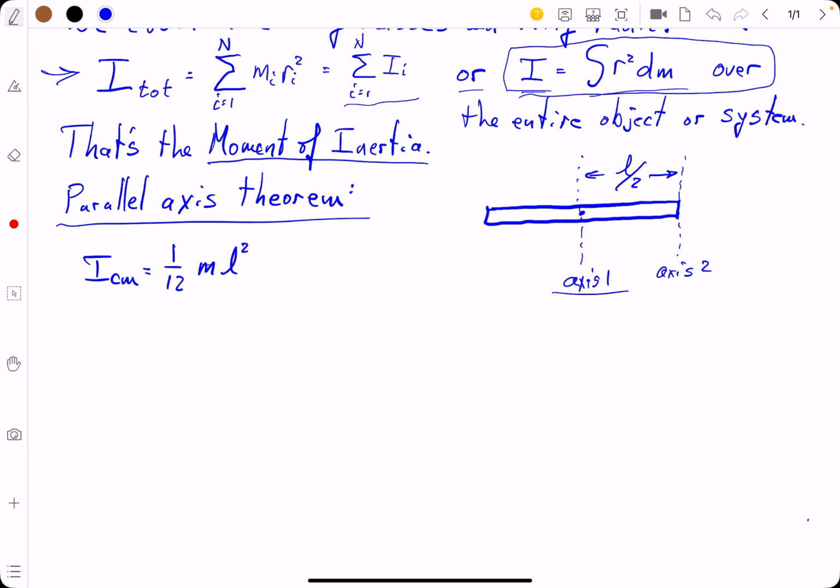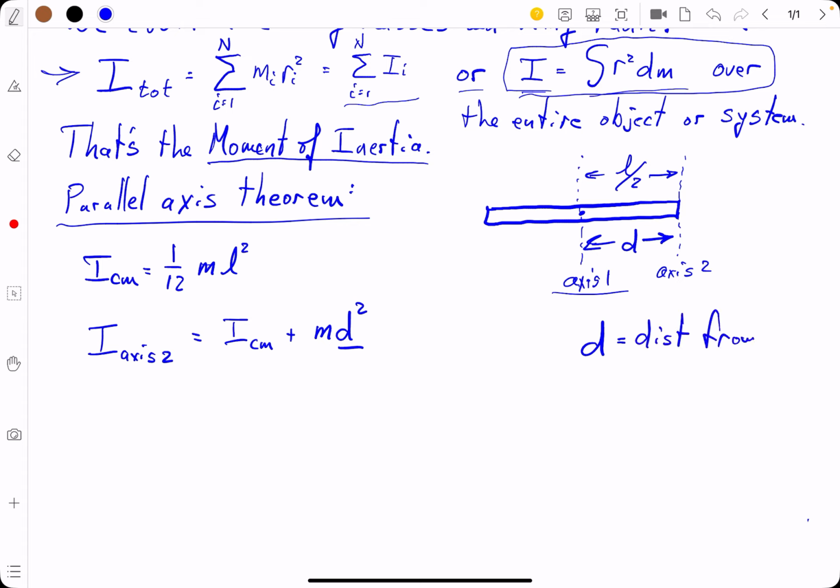Okay? Now we want to find the moment of inertia about axis 2. This is how we do it with the parallel axis theorem. So I around axis 2 is going to be equal to the I center of mass plus the mass of the object times the distance from the center of mass axis to our new axis. So D equals this distance here, the distance from center of mass to new axis of rotation.